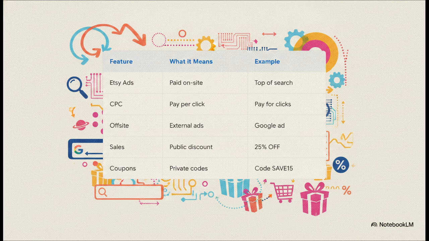And this brilliantly illustrates how the whole thing comes together. This is your ultimate cheat sheet. The entire ecosystem acts like a giant funnel, right? You have your Etsy Ads pushing you to the top of internal searches using that CPC model. You have offsite ads pulling people in from places like Google, and then you have your sales and coupons working hard to actually close the deal once the buyer arrives. Understanding how all these moving parts fit together is your master key to navigating this entire marketing policy.